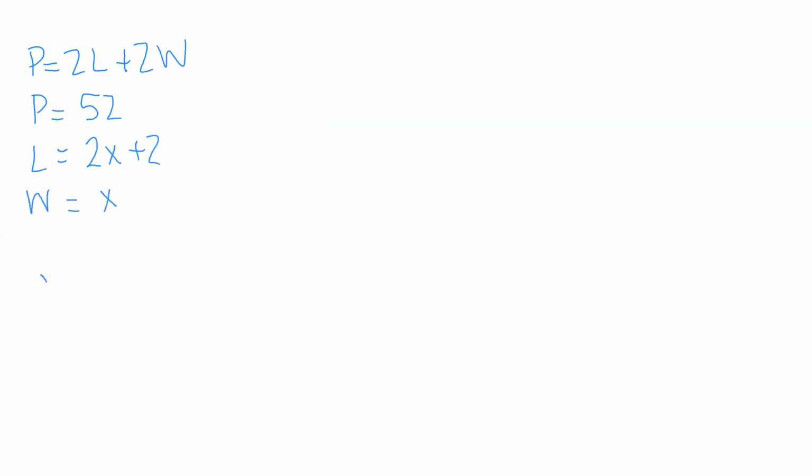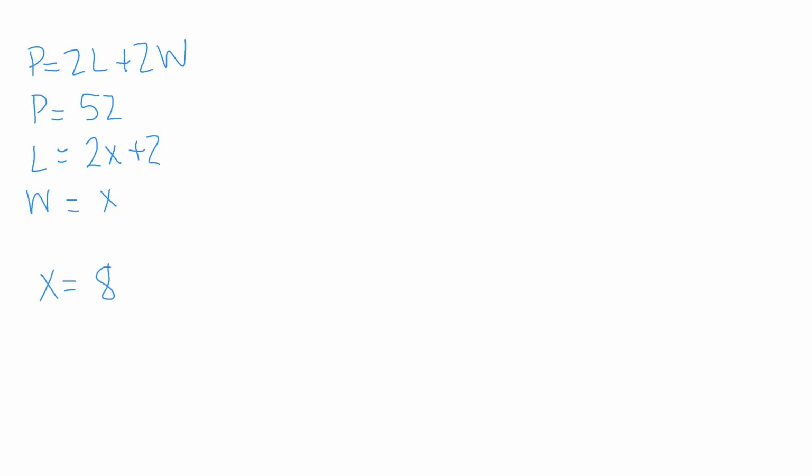So a few things to remind ourselves of. Perimeter is 2 times the length plus 2 times the width. We knew the perimeter. It was given to us as 52. The length was 2 times the width plus 2. The width we decided was just x. And now we have that x equals 8.